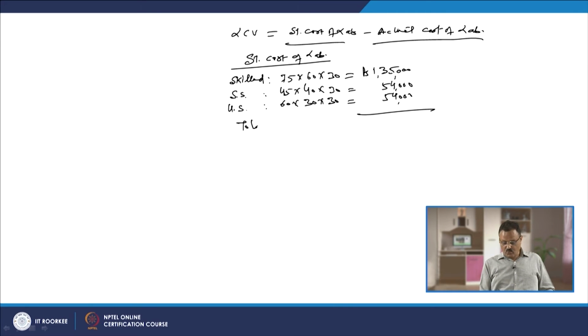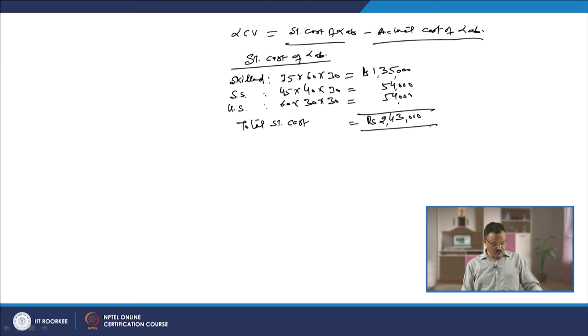So you can say the total standard cost is going to be rupees 243,000. This is the standard cost, decided depending upon the different types of workers we were expected to put on the job: 75 skilled, 45 semi skilled and 60 unskilled workers. Their rates were 60, 40 and 30, and the standard time decided was 30 weeks, right.